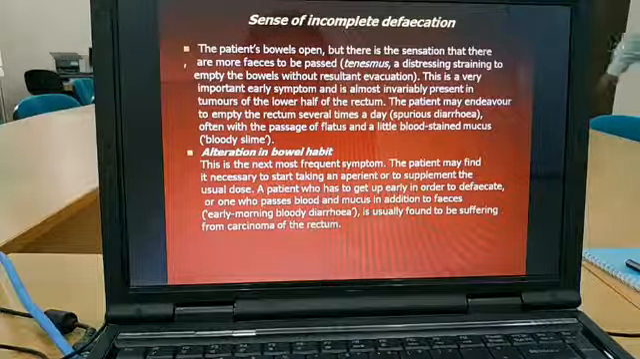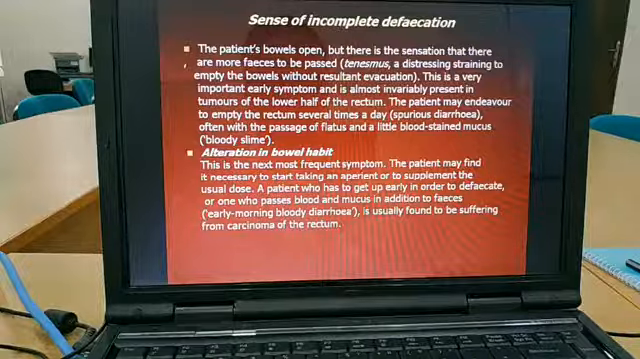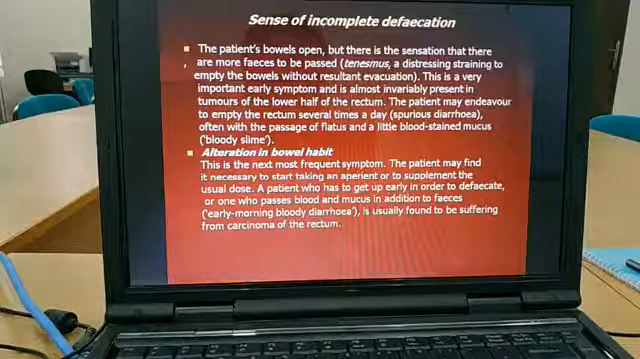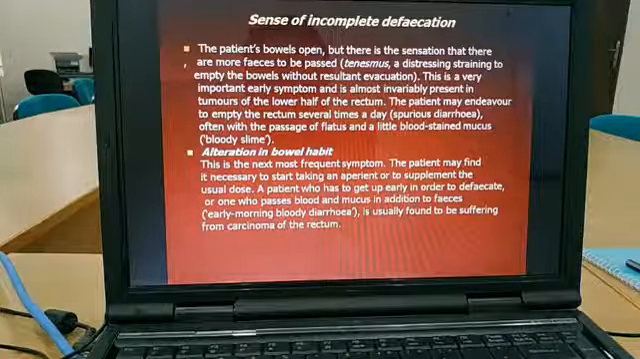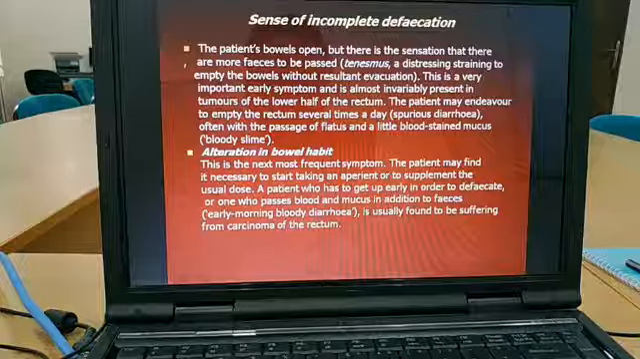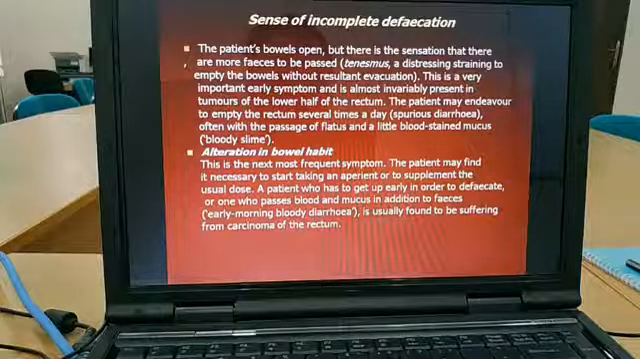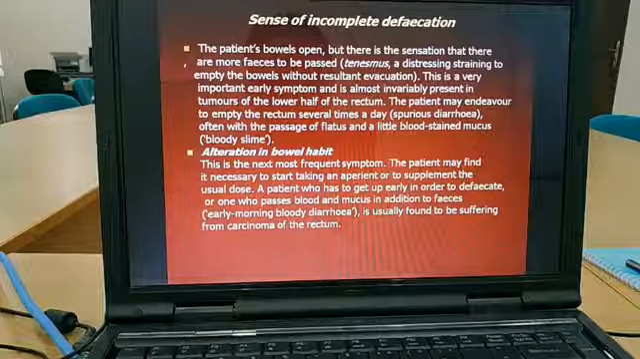That is what we call the sense of incomplete defecation or evacuation. If you find a patient complaining of a sense of incomplete defecation or evacuation, this should be taken very seriously. You should do a thorough physical examination, including DRE, and if necessary, you do further investigation that will be discussed later on.